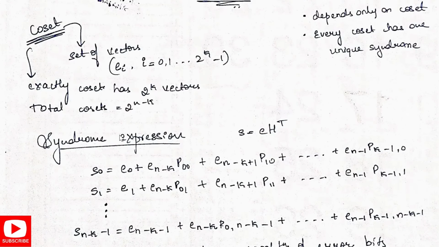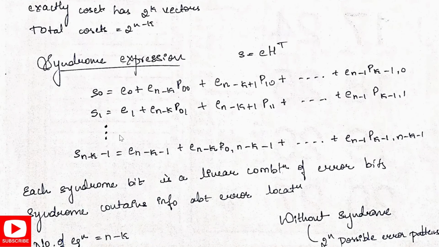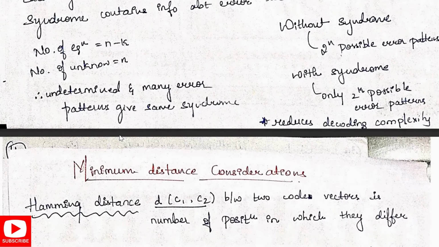Now a coset is nothing but a set of vectors. Exactly, each coset has 2 power k vectors, and the total number of cosets is 2 power n minus k. The syndrome expression is given as shown. Here each bit is a linear combination of error bits. The syndrome contains information about the error locations. Without the syndrome, there are 2 power n possible error patterns. With the syndrome, it is only 2 power k possible error patterns.